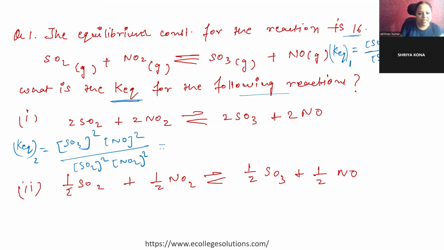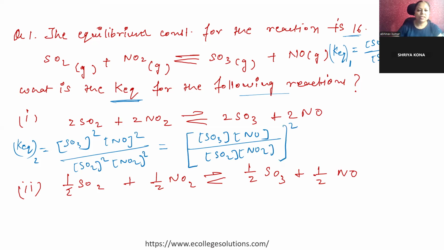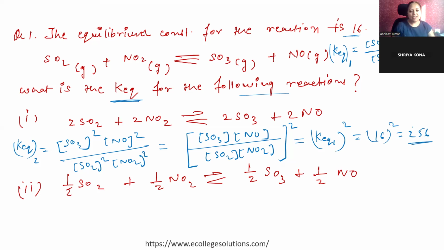Now I'm going to do certain magic with this. Can I write it as SO3 NO over SO2 and NO2, giving a whole square in total? So it would be 16 times. Exactly. So it would be K equilibrium 1 squared actually, and because the value is given, it will be 256. I remember 16 times 16 is equal to 256.